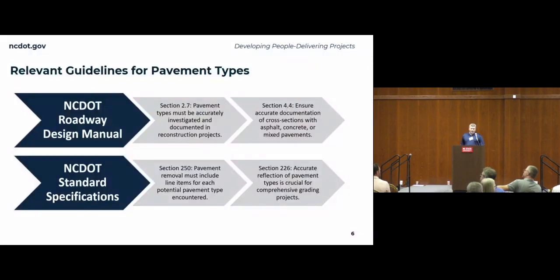So I kind of dug up out of the roadway design manual, because I know that's what a lot of the designers see more than what our field personnel do, section 2.7, which says pavement types must be accurately investigated and documented in reconstruction projects, which is like any time, I guess, you're working on an existing roadway, doing any kind of change to it where they might have to be removed or altered in some fashion, or if you're going to cover it up with fill material, build an embankment on top of it. A lot of times we have to break it up and leave it in place if it's deep enough.